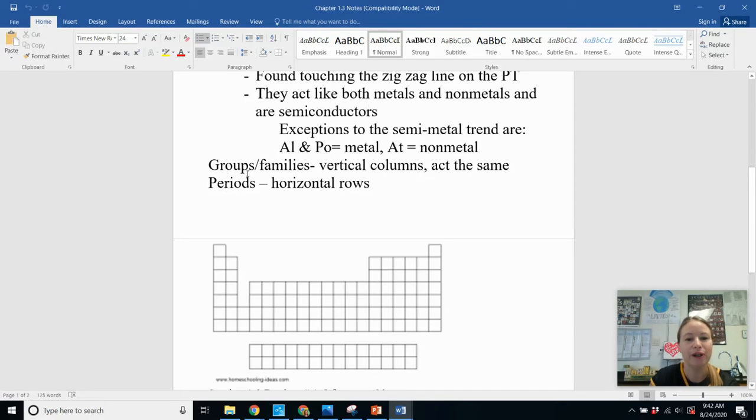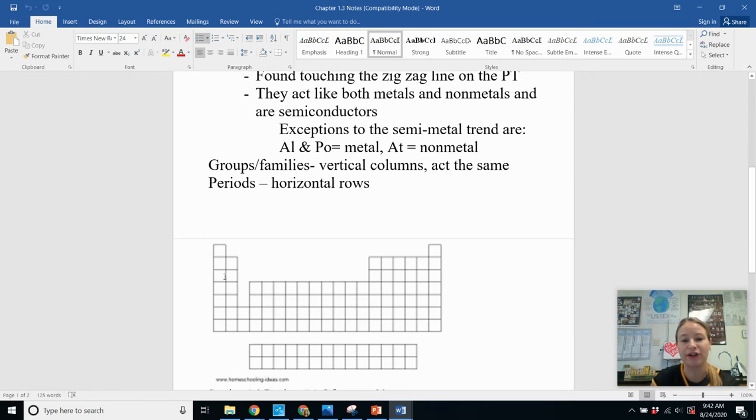And then we have periods, which are the horizontal rows. So this would be period 1. It just has two elements, hydrogen and helium. And then this would be period 2. And the elements across a period, they're all very different. They all look different and they all act different. But you notice a pattern that happens over and over again with their properties.